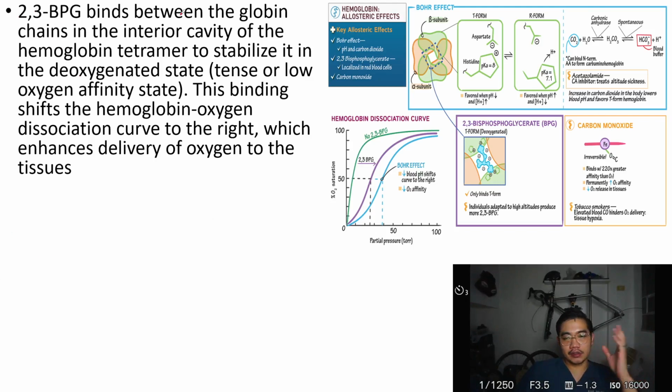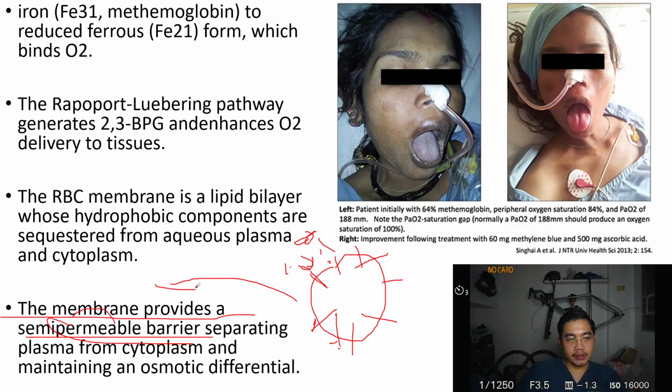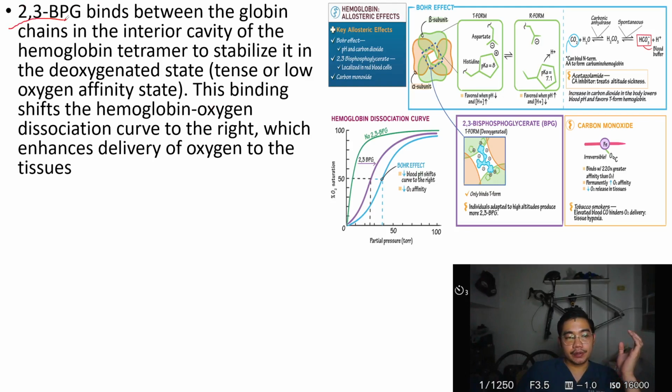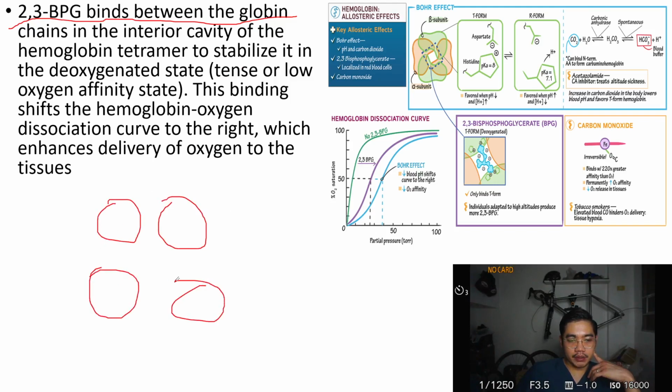So this is a continuation of 2,3-BPG, no? So we talked about this. Anyway, 2,3-BPG binds to the globin chains, like I said earlier. So we have 4 chains of your hemoglobin: alpha, alpha, beta, beta. So your 2,3-BPG binds in the middle, forcing the heme to release the oxygen. So it binds the interior cavity of the hemoglobin tetramer to stabilize it in the deoxygenated state.